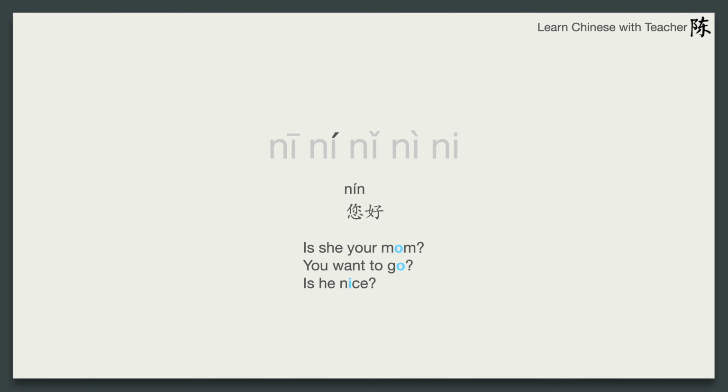The second tone is also known as the rising tone. Apparently, it rises in pitch. It starts from a lower pitch and ends at a slightly higher pitch. We have learned 您好 in the second conversation. 您 is pronounced in the second tone. The second tone sounds like how you pronounce the letter O in is she your mom? The letter O in you wanted to go? The letter I in is he nice?